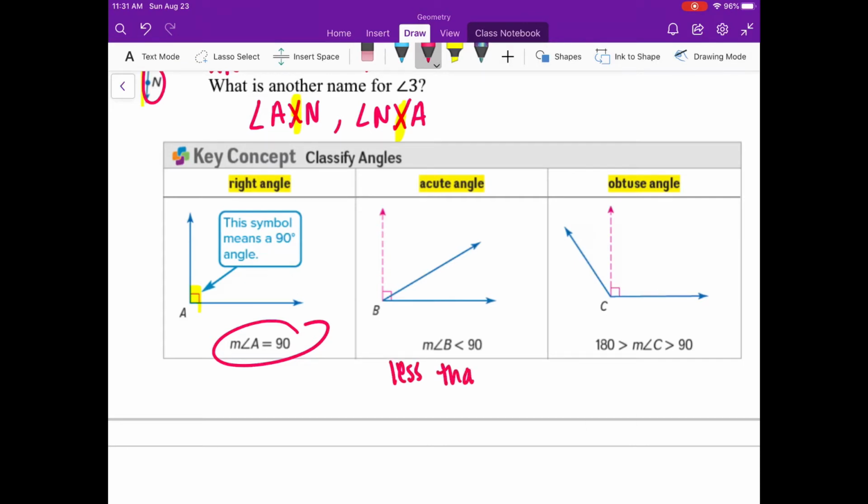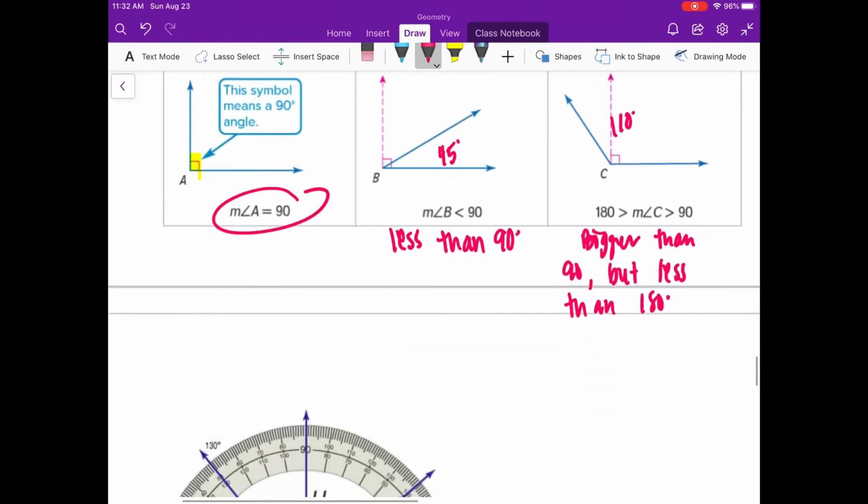An acute angle is less than 90 degrees. So this could be, let's say, this is 45. And then an obtuse angle is bigger than 90, but less than 180. So this could be, let's say, 110 degrees. So make sure you understand what is a right angle, what is an acute angle, and what is an obtuse angle.